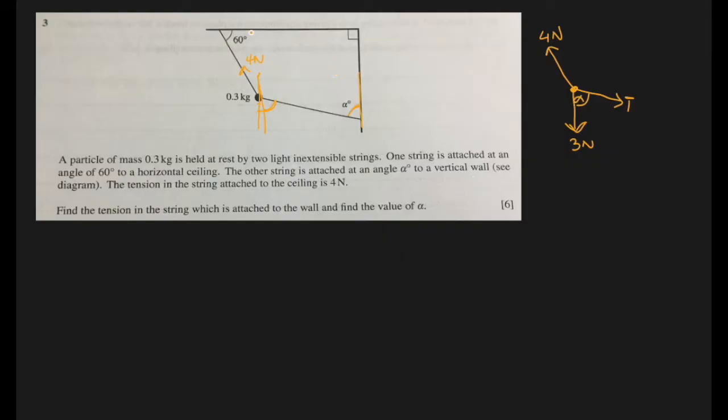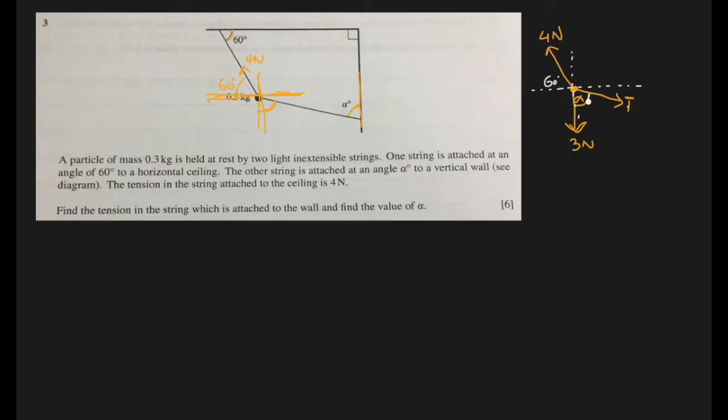Okay. Similarly, this is 60 degrees. So if I draw a horizontal line, this angle will also be 60 degrees because they are also alternate, and this horizontal line is parallel to the ceiling. That's why it is 60 degrees. So I will draw a horizontal line too and write that this is 60 degrees. These two lines, this horizontal line and this vertical line, will help us to divide this T and 4 into their components.